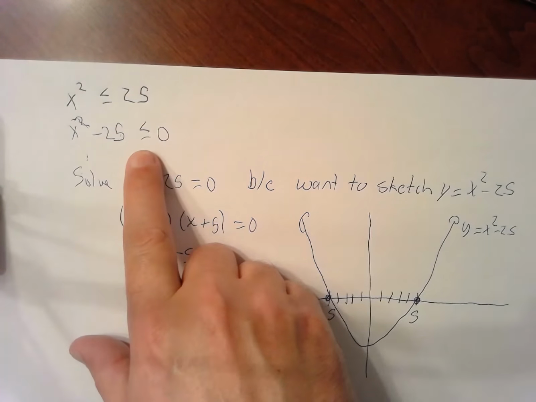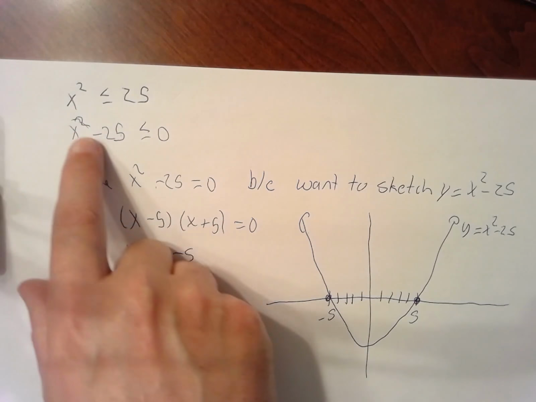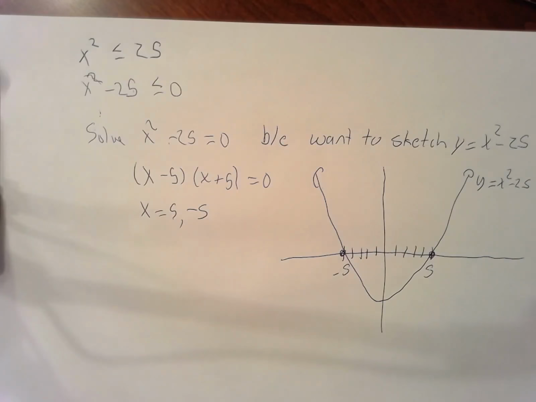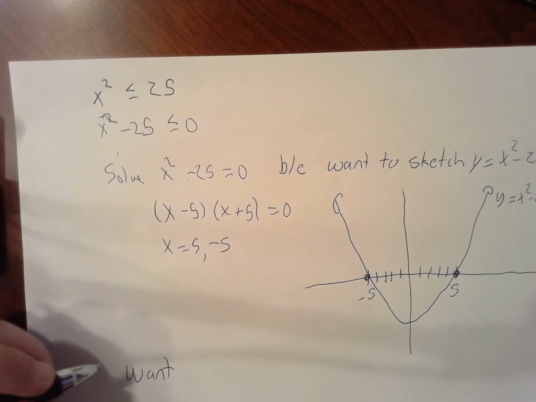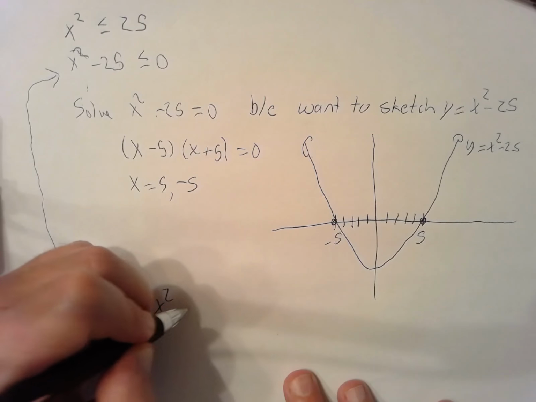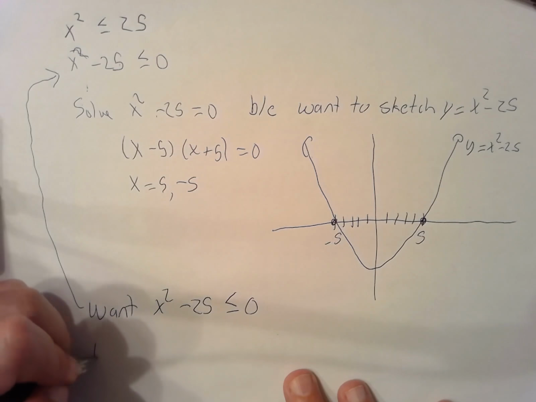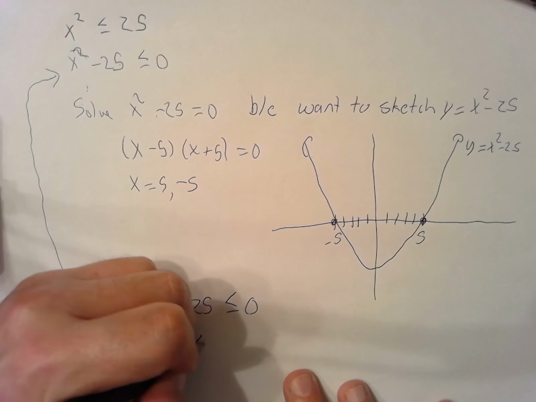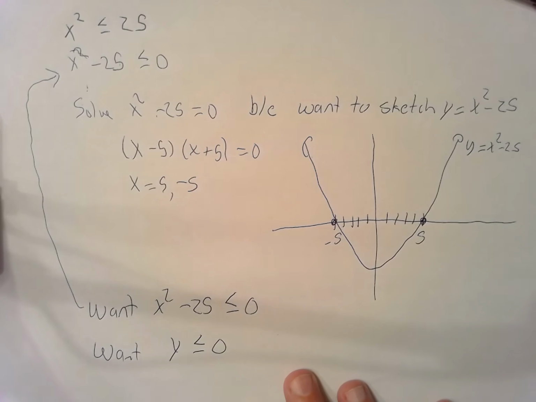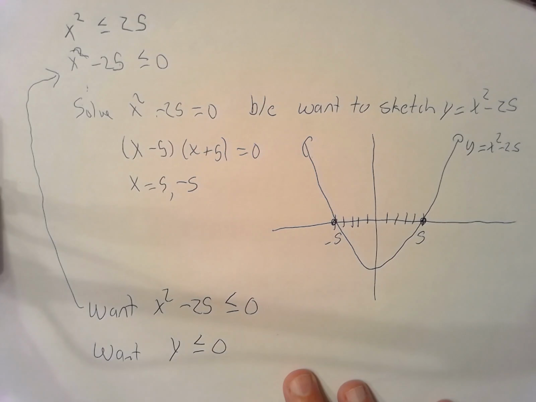Now we go back and look at this problem. What did we want? We don't want to look at the beginning. We want to look once we got the 0 involved. So I want x squared minus 25 less than or equal to 0. That's what we called y. So we want y less than or equal to 0. Y negative. So we want the part of the graph that's under the x-axis. Positive y's are above, negative y's are below.